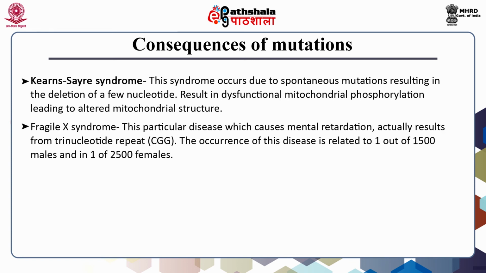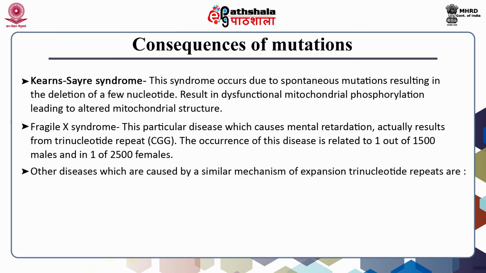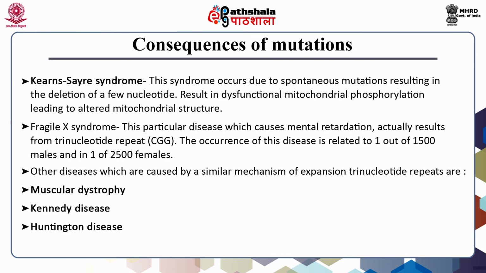Another is Fragile X syndrome. This particular disease, which causes mental retardation, actually results from a trinucleotide repeat, the CGG. The occurrence of this disease is about 1 out of 1500 males and 1 in 2500 females. Other diseases which are caused by similar mechanisms, where expanded trinucleotide repeats are common, include muscular dystrophy, Kennedy disease and Huntington disease.